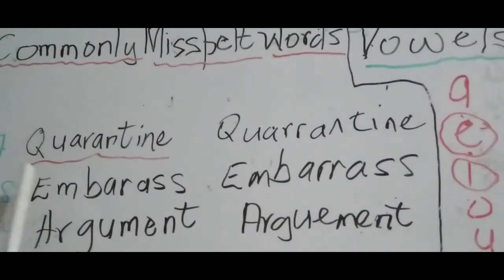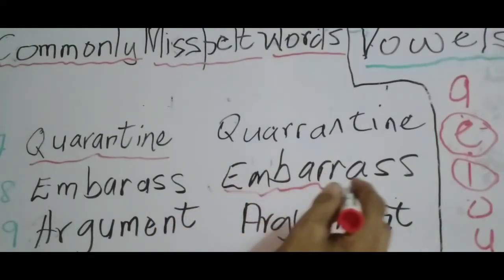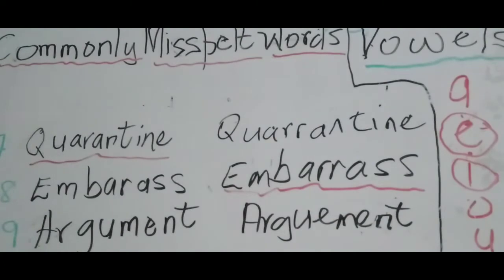All right, so we have E-M-B-A-R-A-S-S and we have E-M-B-A-R-R-A-S-S. The latter is correct. So if you have the second one, then that is the correct spelling for embarrass. So let me highlight it. The correct spelling for embarrass is E-M-B-A-R-R-A-S-S, embarrass.